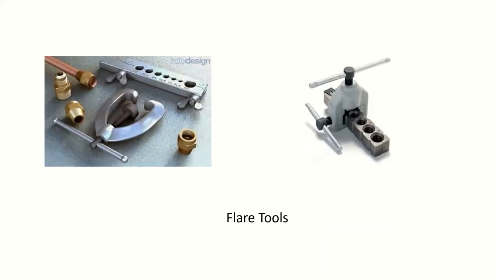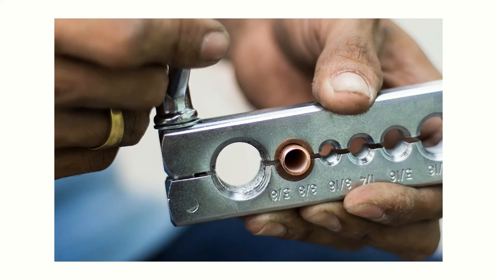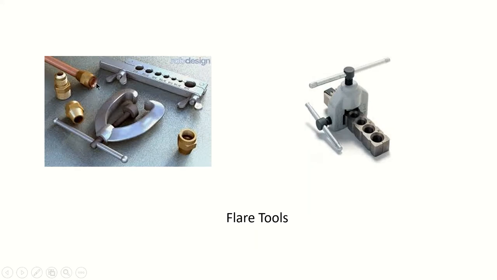What you are seeing on your screen is called a flaring tool. Now, a flaring tool and a swage tool are almost similar, but they are not the same. A flaring tool is used to widen or to open the end of a tube. I will show us an example right here. This is a flaring tool, and as you can see, it has different sizes, just as refrigerant pipe comes in different sizes. So you have to know the size of the refrigerant pipe, and you put it into the corresponding hole. Then you can flare this end. When you flare the refrigerant end, it looks like this.